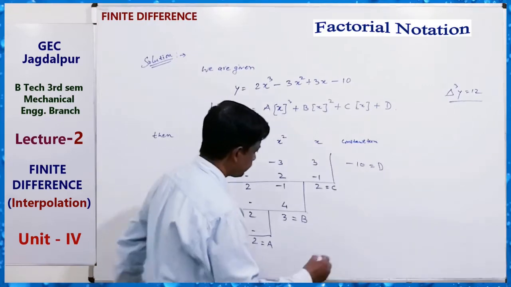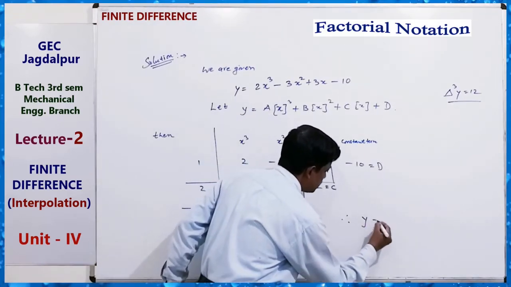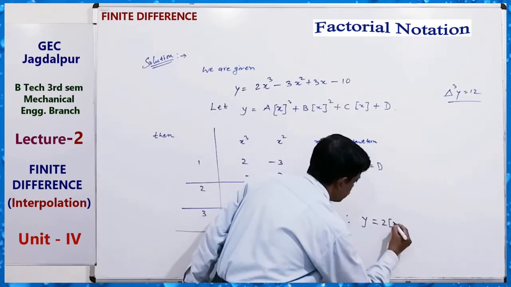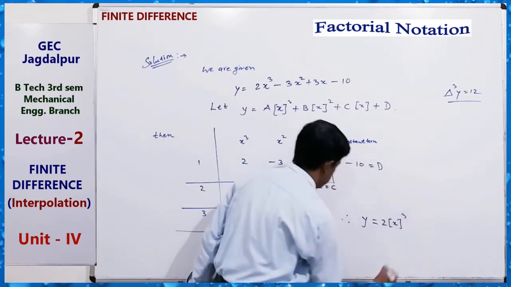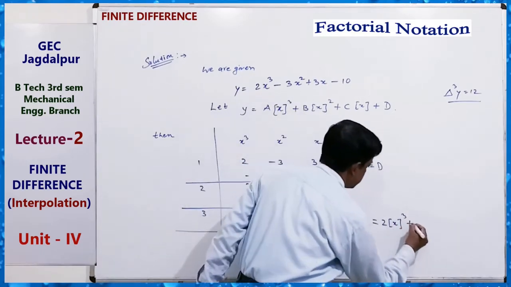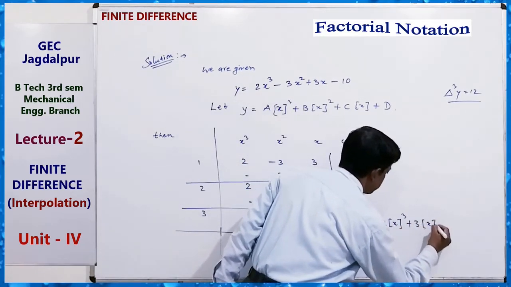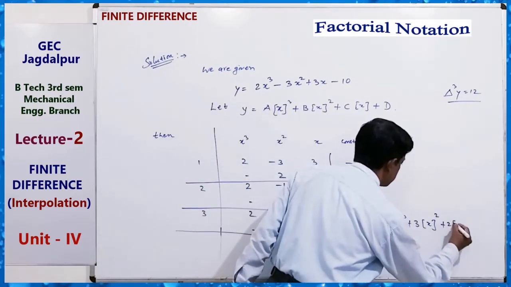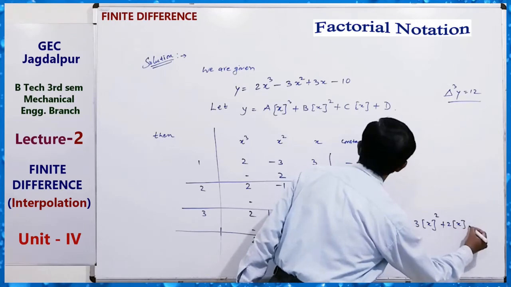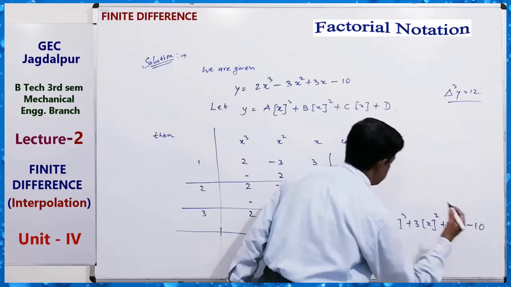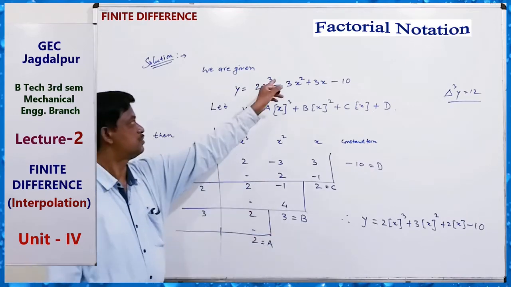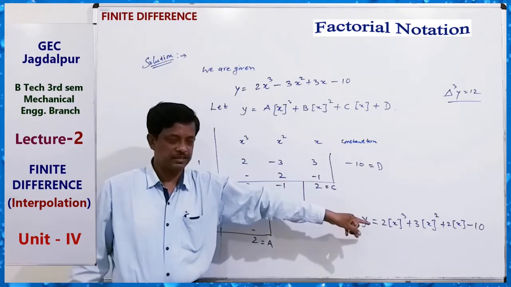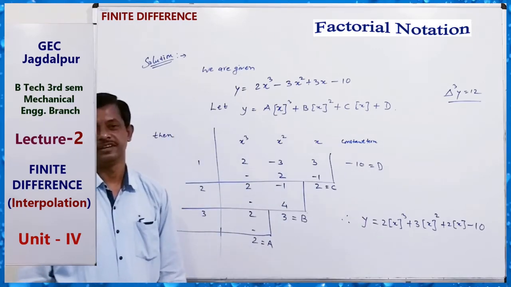Therefore, y is equal to A, 2, B equals 3, C equals 2, D equals minus 10. So this polynomial can be written like this in factorial notation. Clear?